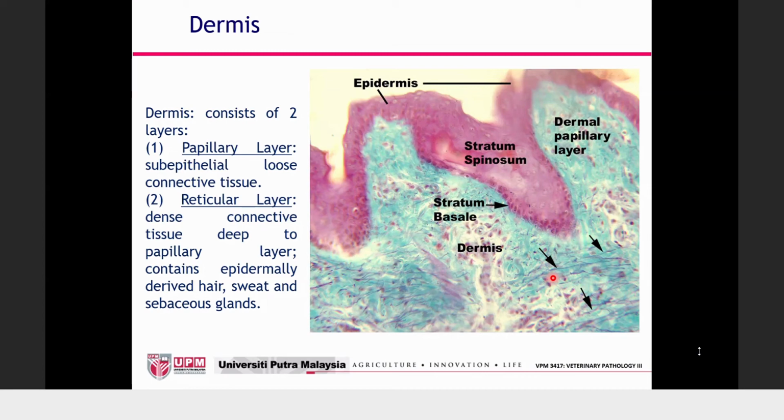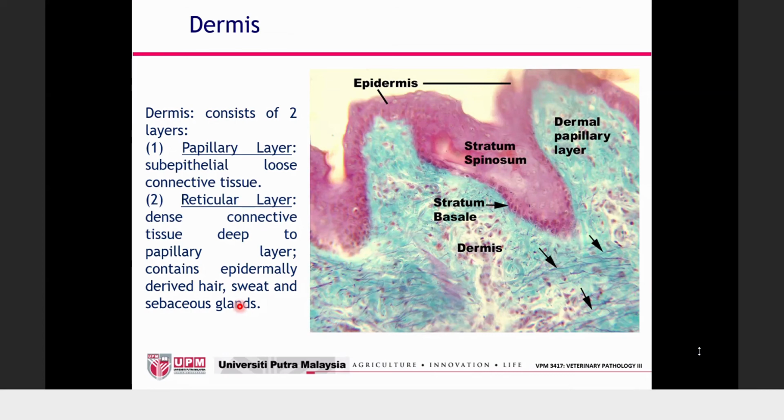Here you can see more strands in the deep layer of the dermis, but in the upper layer of the dermis, you don't see those strands. So those are fine, and these are a bit coarse or thicker. Dermis is composed of two layers: the papillary layer here, the uppermost part, and then the reticular layer or the deeper part of the dermis. The deeper part has dense connective tissue, and most of the time you will see the sweat gland or sebaceous gland also in the deeper part of the dermis.